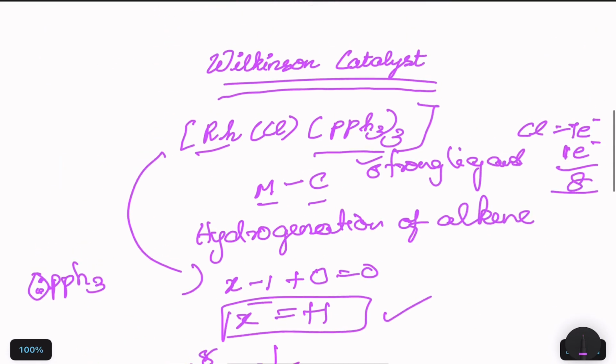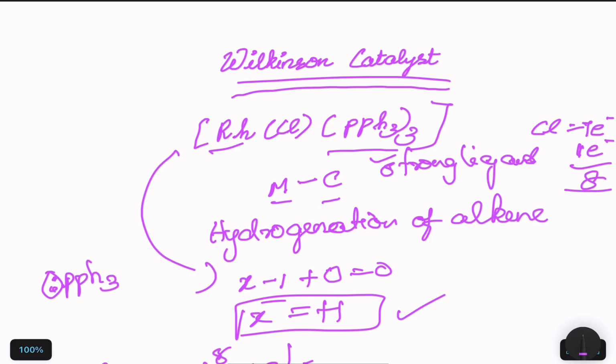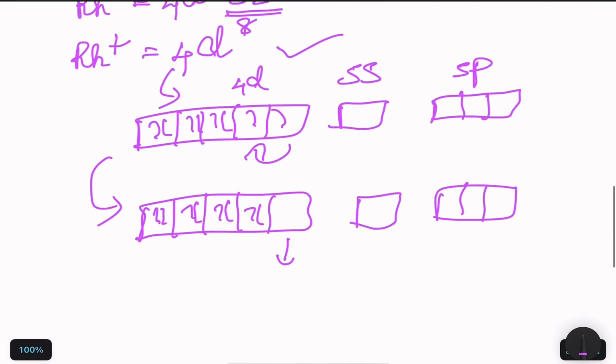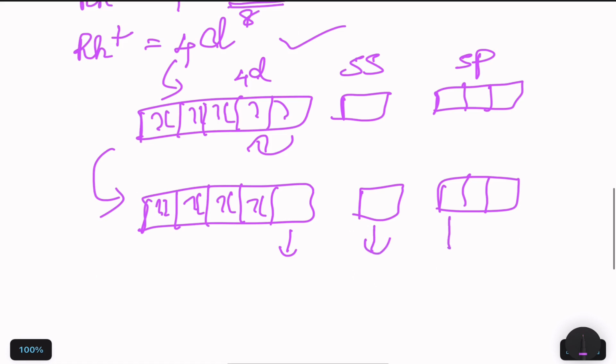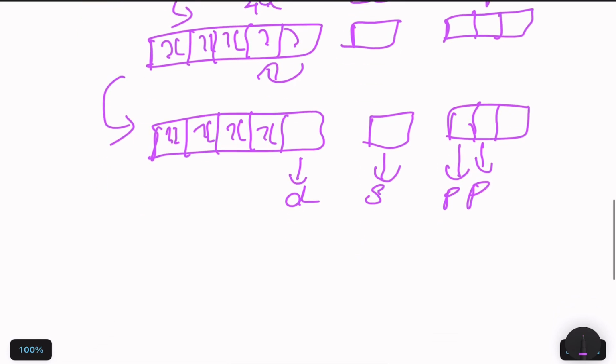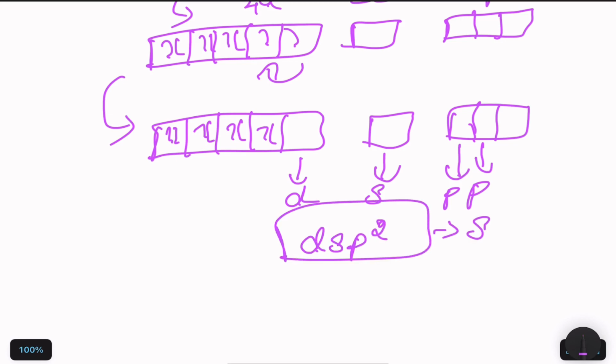So how many ligands are present in this Wilkinson catalyst? Totally 4 ligands are present, right? 3 triphenyl phosphine and 1 chlorine. So each ligand will need a particular subshell. So this is d, this is s, and this is one p and another p. So 4. Okay, so the hybridization will be dsp2. Okay, so this is nothing but square planar hybridization. So the geometry will be what?